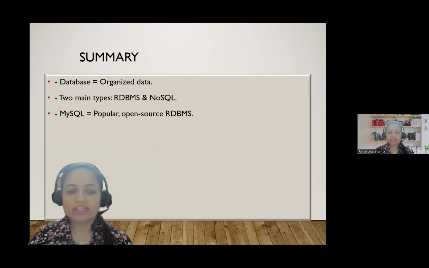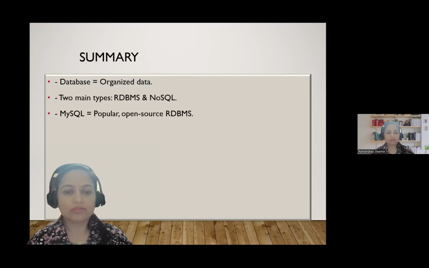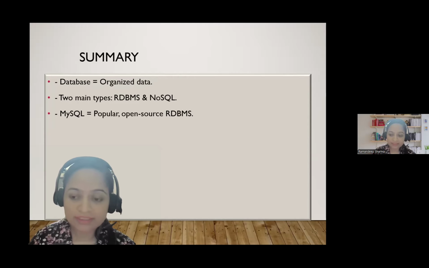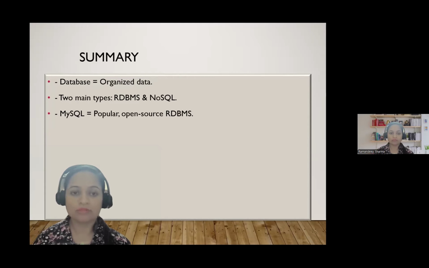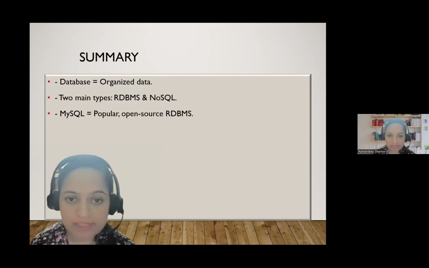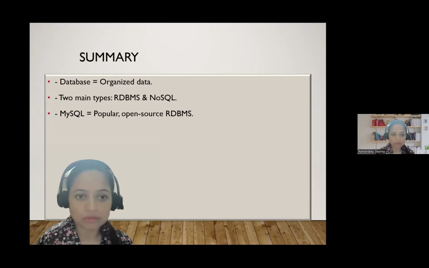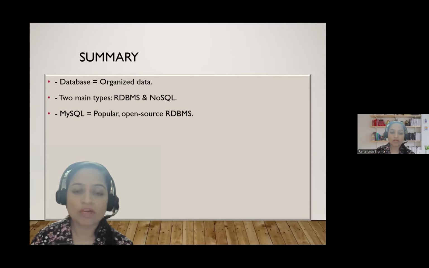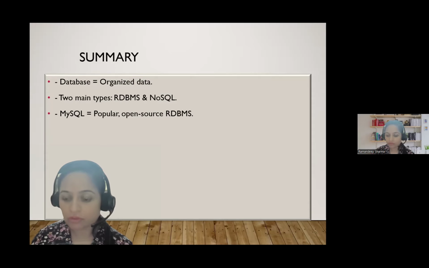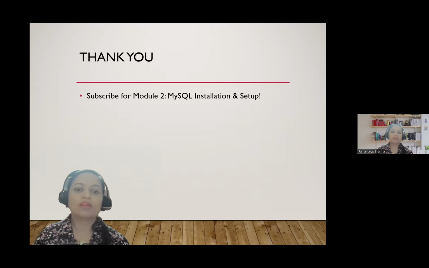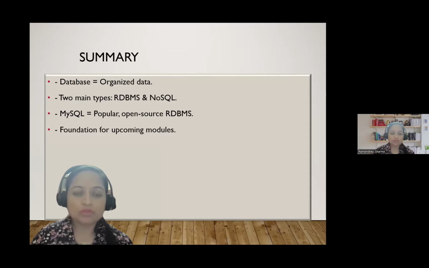So now we can conclude with the summary. What we discussed: what is a database. A database is a tabular form of organized data in RDBMS, and a non-tabular form of organized data in NoSQL. MySQL is quite popular because it's an open source RDBMS, right? And NoSQL, as we discussed, helps the user to organize data not in a tabular form but in an organized graphical form, right?